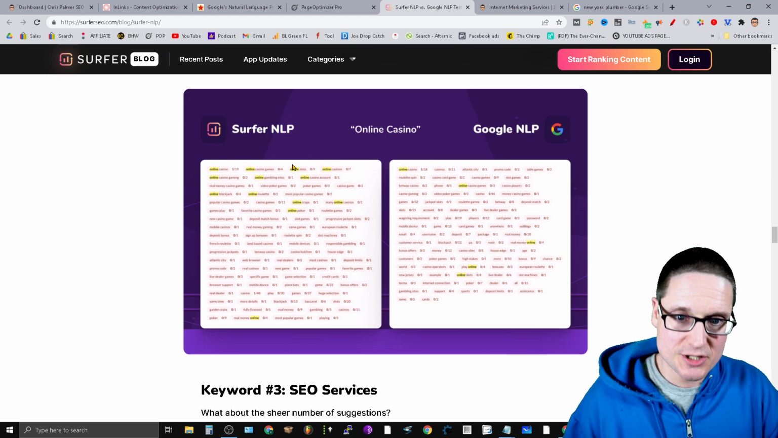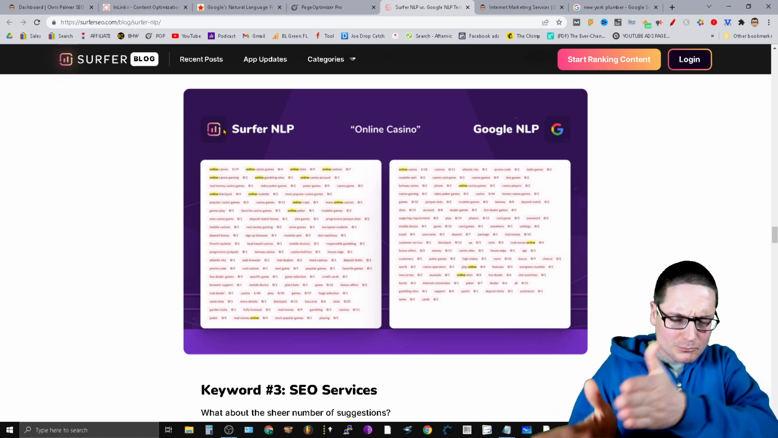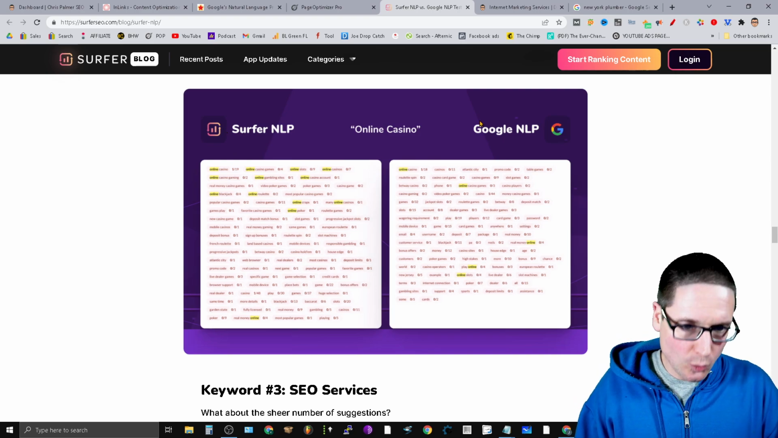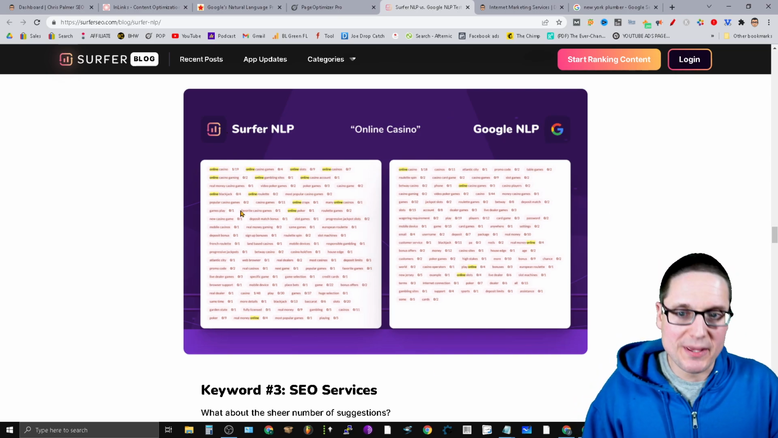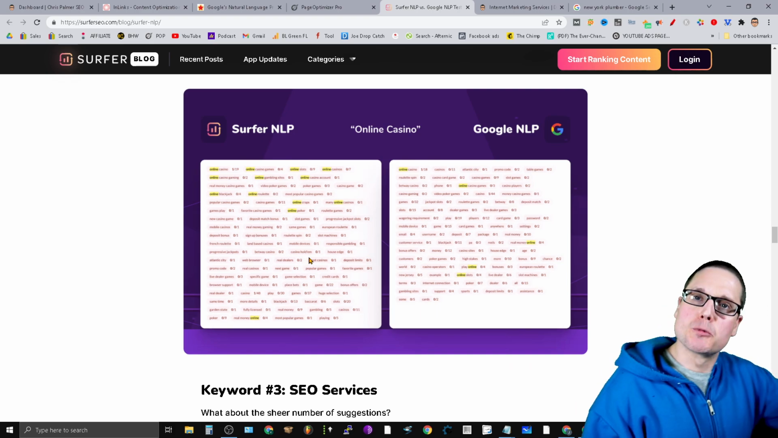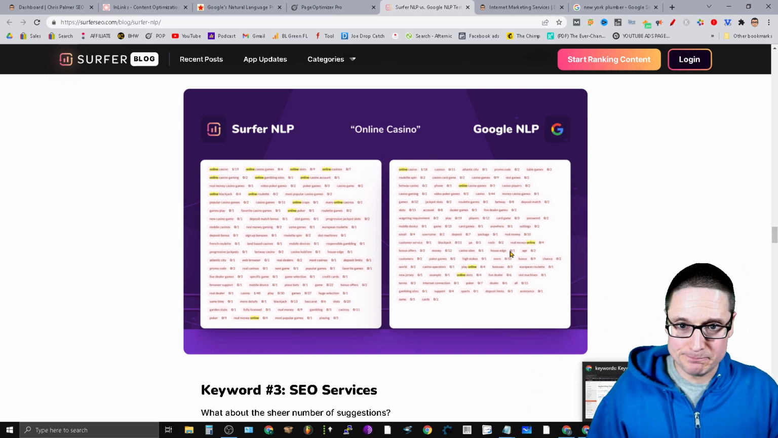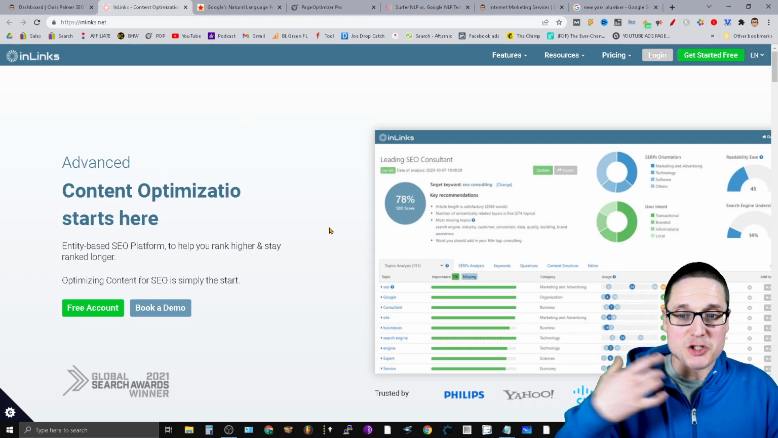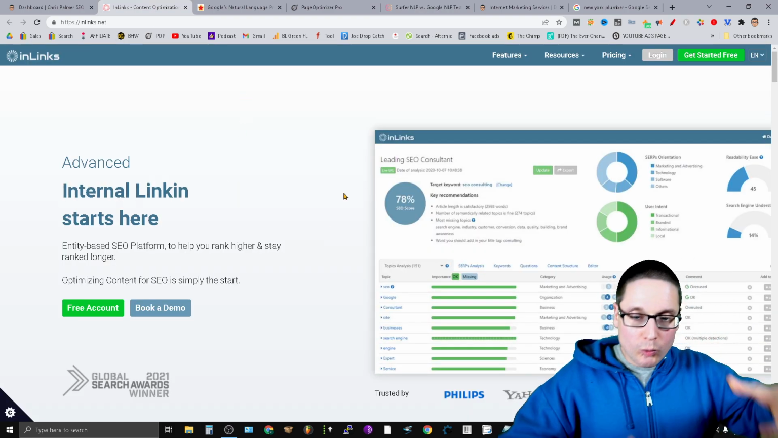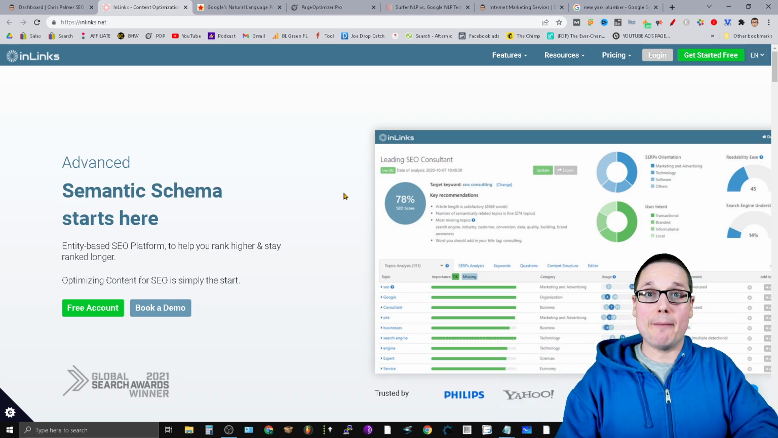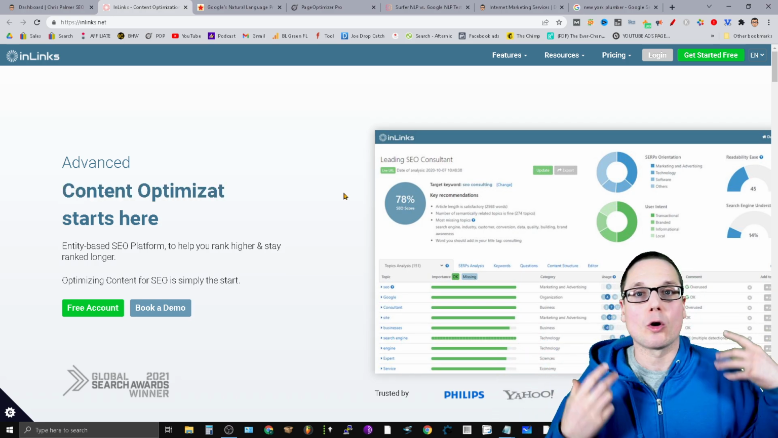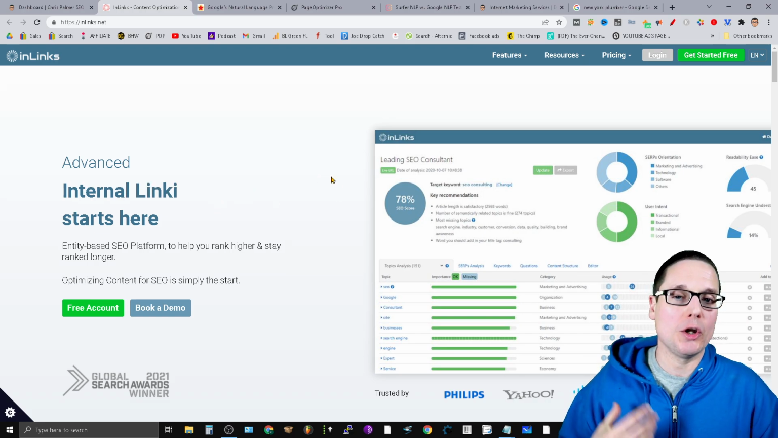As you can see here, here's a diagram. They're doing a side by side in this quick little picture here. Here's Google NLP, and Surfer NLP pretty much pulls in that data plus a little bit extra. And then new on the market, I don't know if you've heard of this yet, is called Inlinks, which is really going even farther in depth as far as finding your co-occurring or LSI terms. And this is called Inlinks.